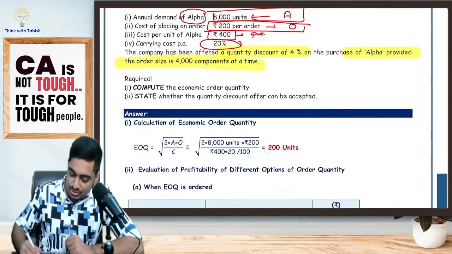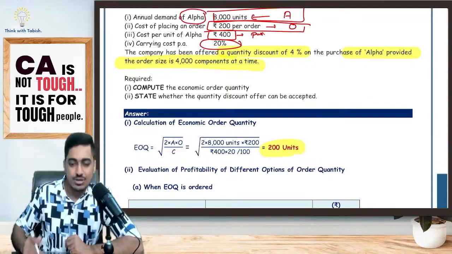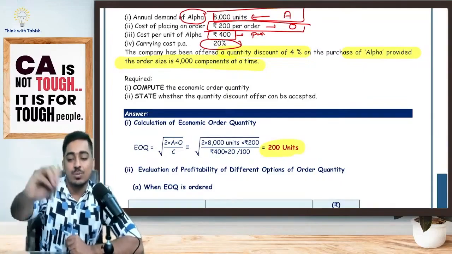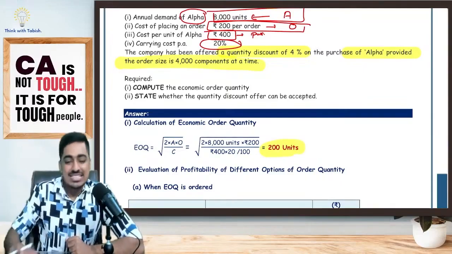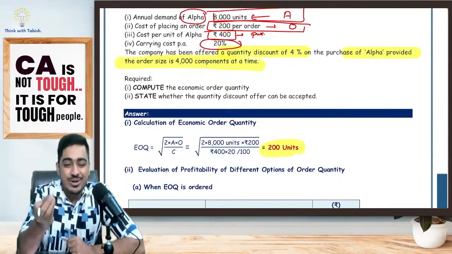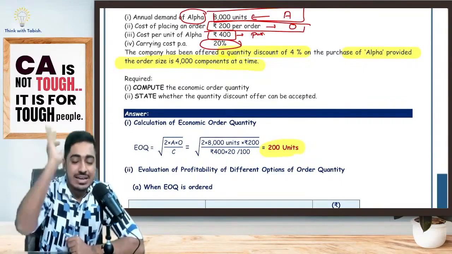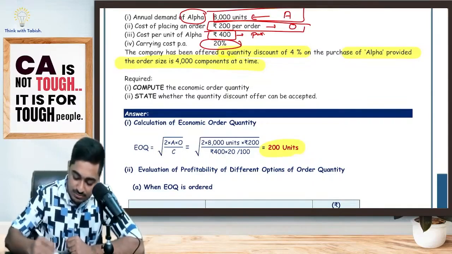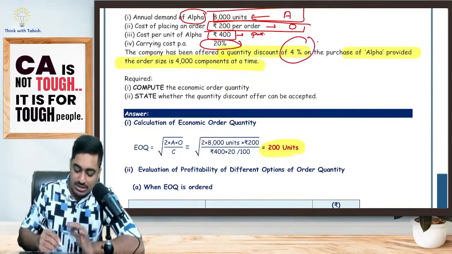Let's just see EOQ. EOQ is coming as 200 units. So we calculated EOQ. We told the supplier, okay, boss, 200 I want to buy. Supplier is telling, what, 200 only you are buying? Buy 4,000 at a shot. I will give you 4% discount. Okay, what is the requirement?